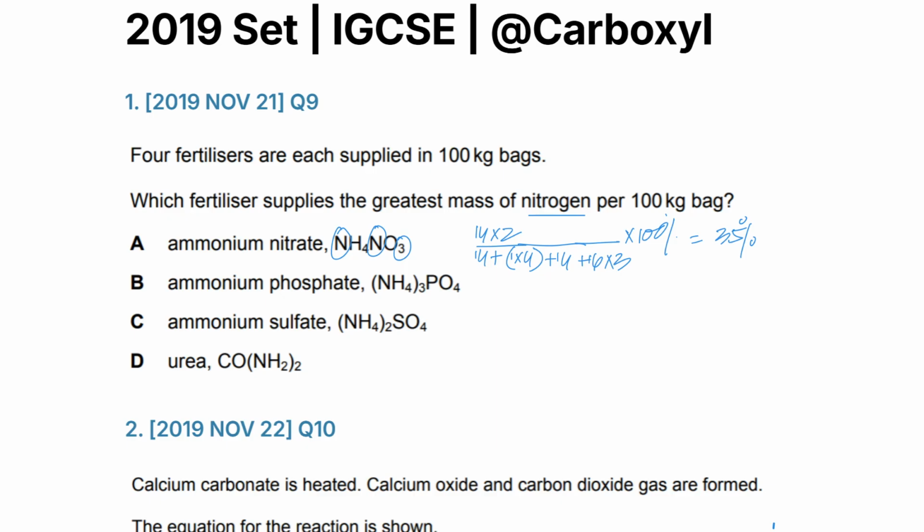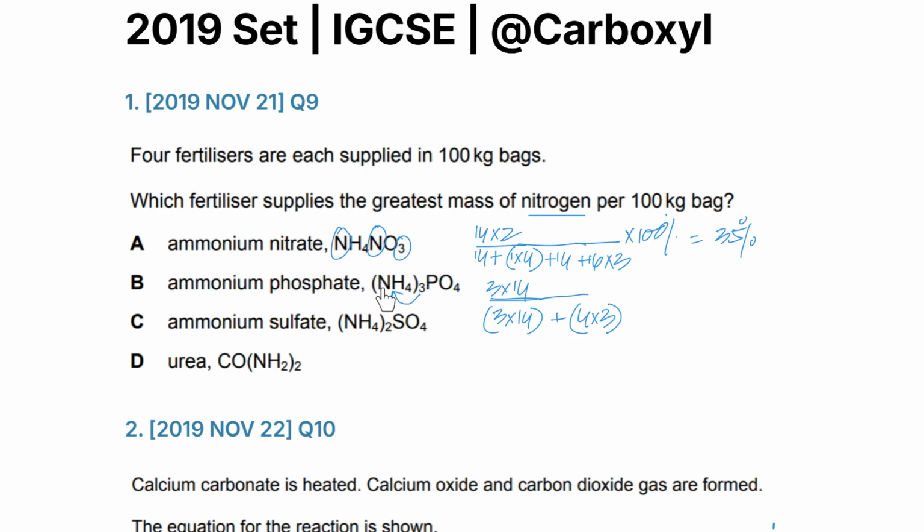Let's check out B. So B is 3 times N, because this NH4 whole thrice means you have 3 NH4s, which means you have 3 N's. So I could say 3 times 14 divided by the mass of the entire compound, which is 3 times 14 plus 4 times 3. Why am I multiplying 4 with 3? Because hydrogen is 1 and 1 times 4 gives me 4, and then I times it by 3.